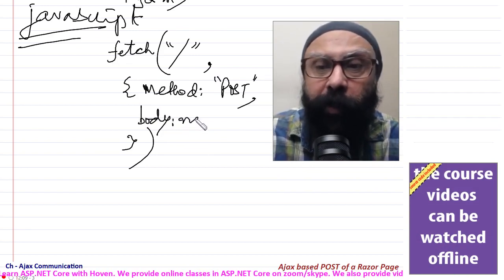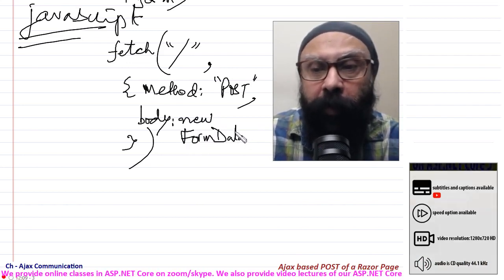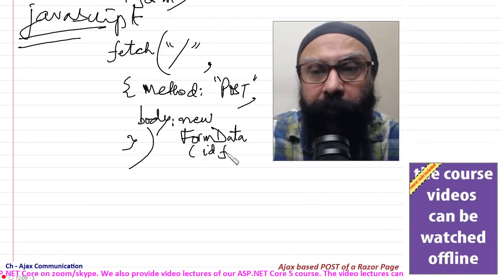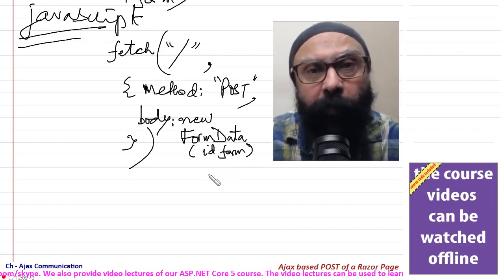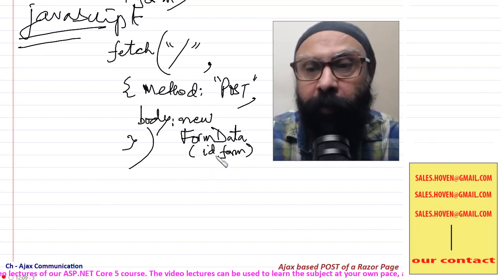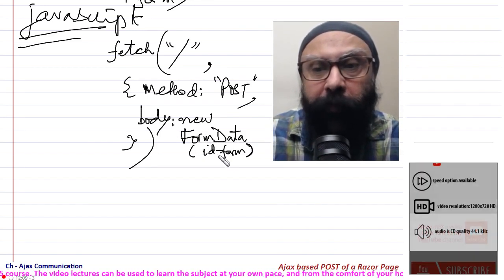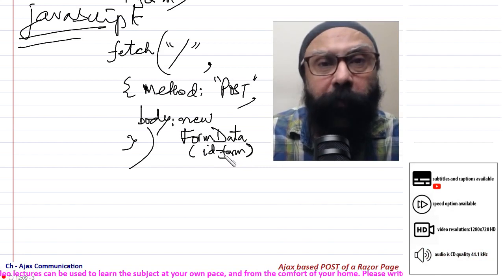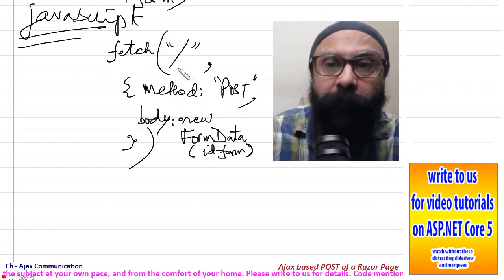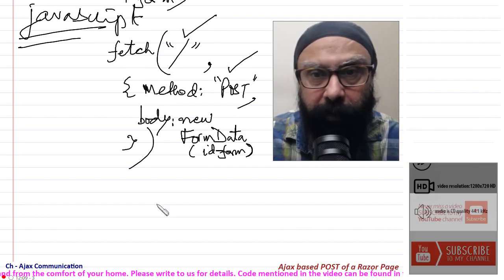So for that we use another JavaScript construct, new FormData, and in this FormData we pass the ID of the form. No, not the ID, but the form object itself. We can obtain that form object by using document.getElementById. So the form is passed as a parameter to this body, new FormData. Whatever is in the form, this form data will automatically be sent through an AJAX call to this destination with this method. So this is how it actually occurs.